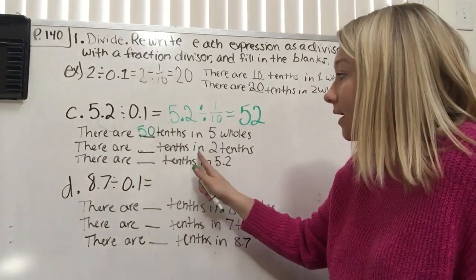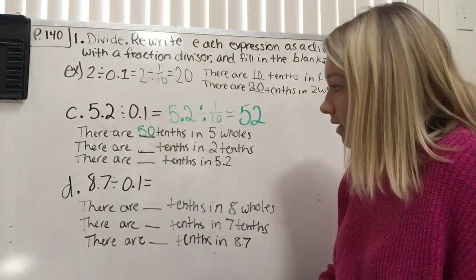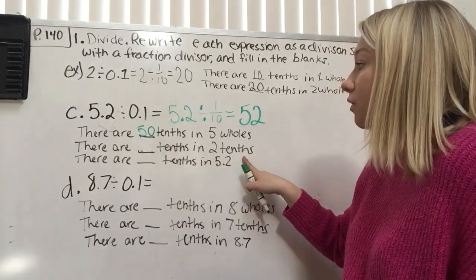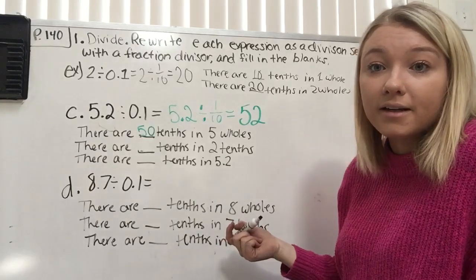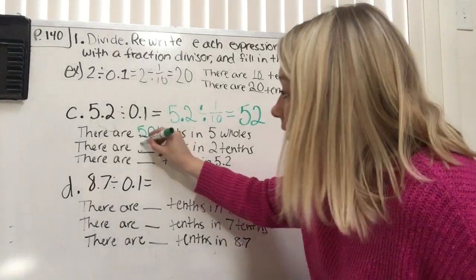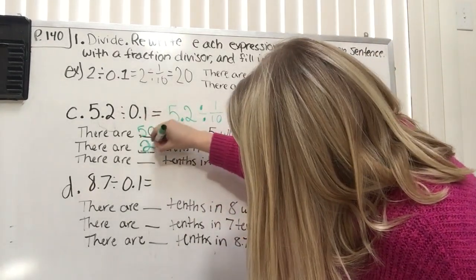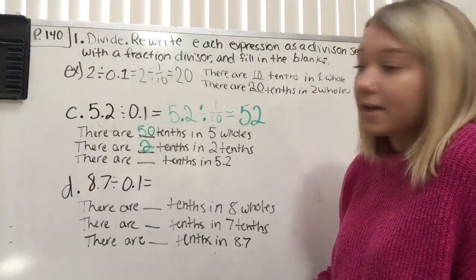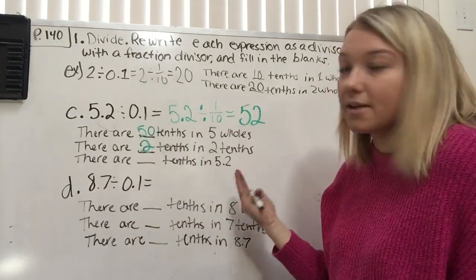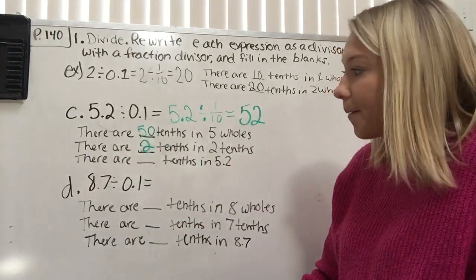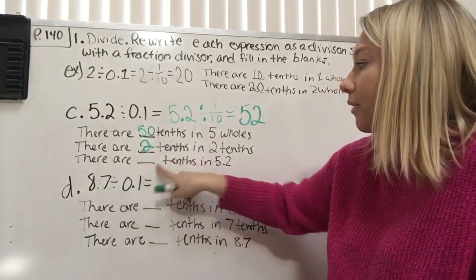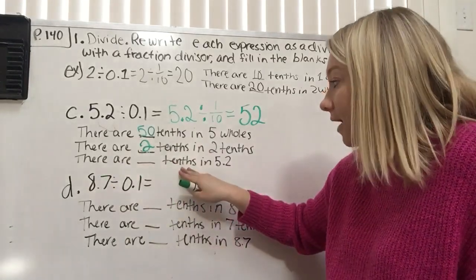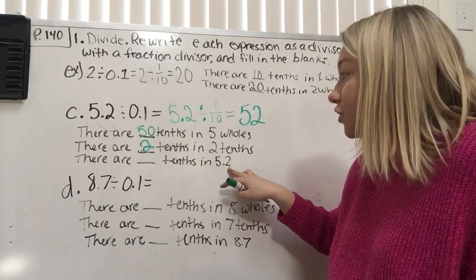There are blank tenths in 2/10. So it's not trying to trick you. Make sure you're reading if it says tenths or wholes. In 2/10, there's 2/10, right? So they're trying to trick you there. It's easier than they're trying to make it, right? So there are 2/10 and 2/10. Simple as that. Then there are blank tenths in 5.2, or there are blank tenths in 5 2/10.